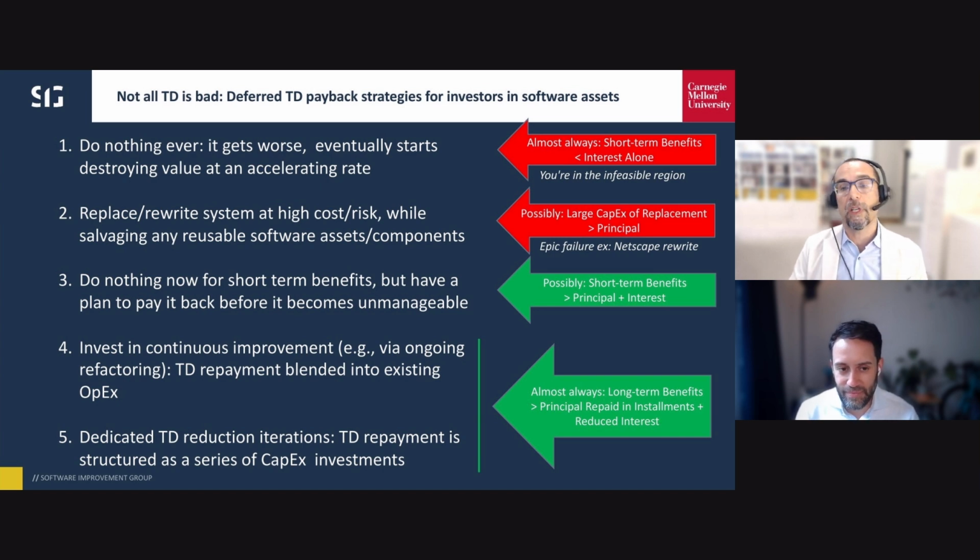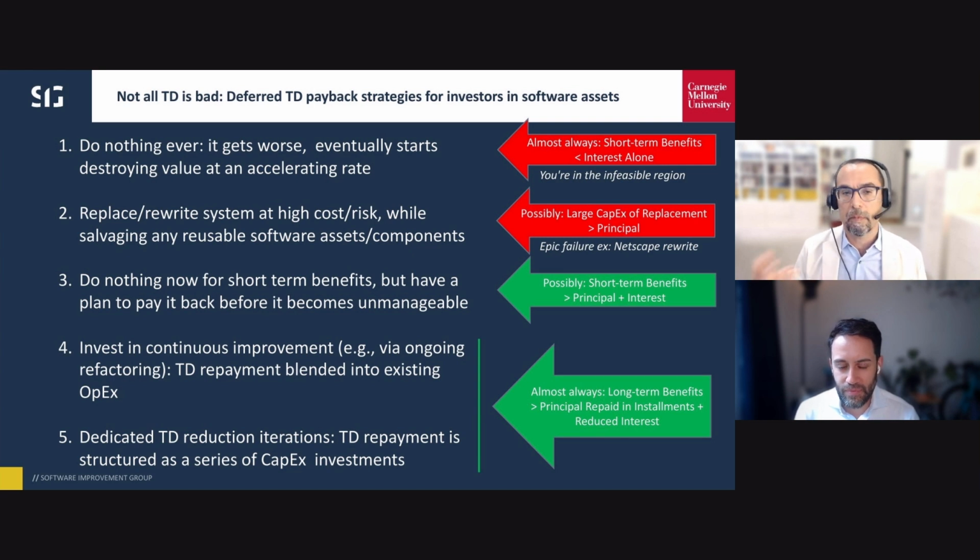The second option is maybe the system has gone too far in terms of having accumulated technical debt. So we may be considering to replace or rewrite the system from scratch. Perhaps what we can do is salvage some reusable components from the existing system and then not rewrite those components from scratch. So we may harness some of the salvage cost. But regardless, rewrite projects have traditionally been super expensive and risky.